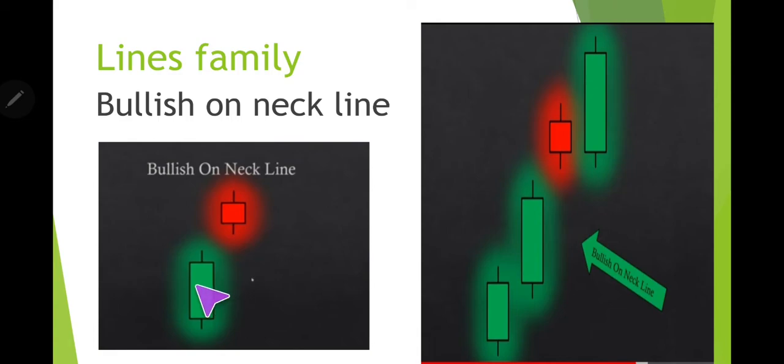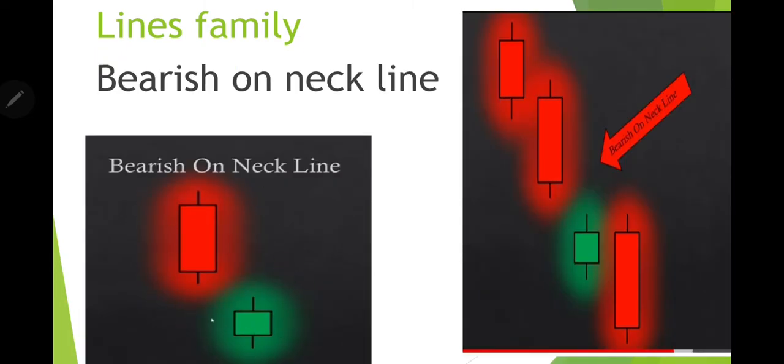Bullish on neckline, you can imagine all of a sudden if this was an uptrend going up like this, and all of a sudden you find that there's a small candle which is sitting on top of the neck of that candle. So the bullish on neckline simply means that it's a continuation pattern of an existing trend. The bearish on neckline is the mirror image of what I spoke about. The bearish on neckline is the continuation pattern of an existing downtrend.